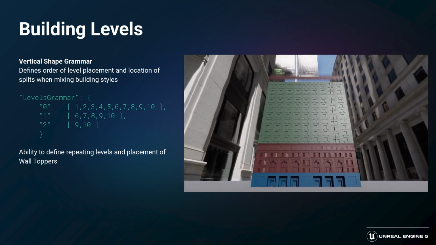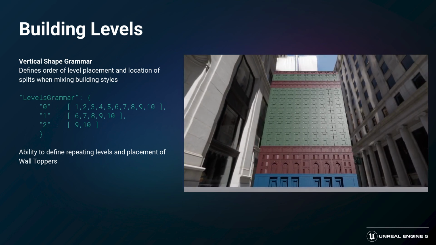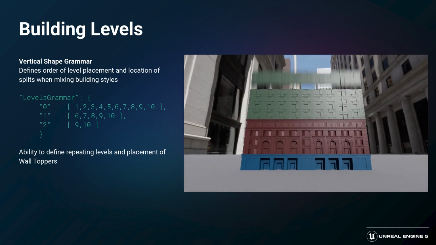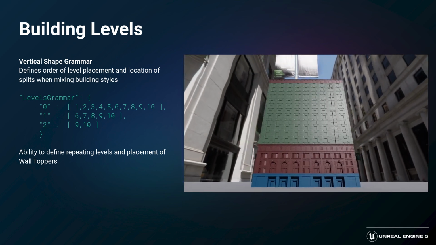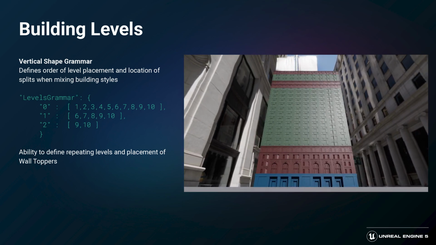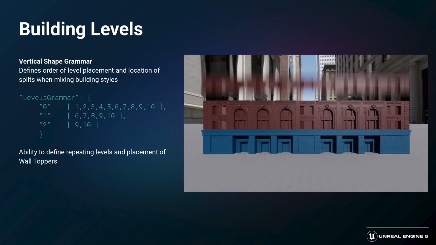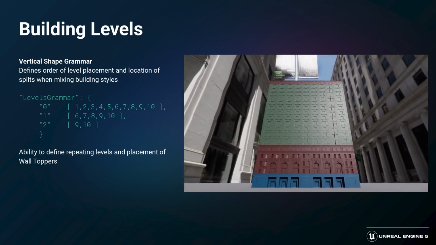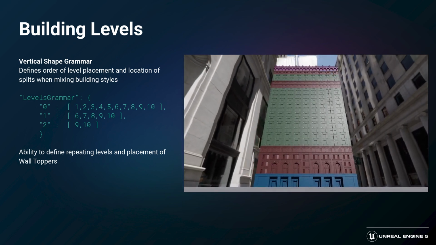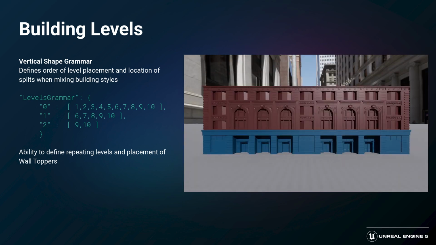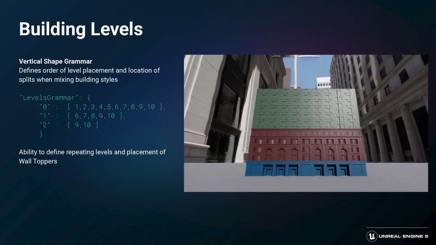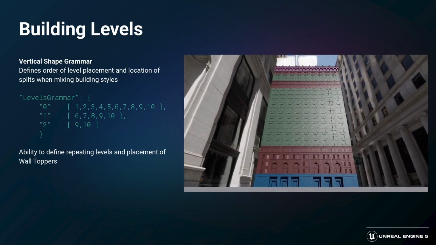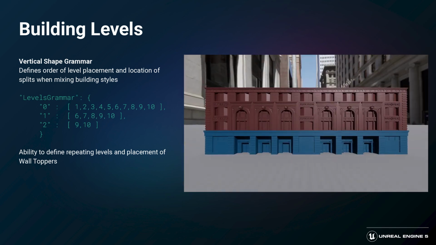Ground level, in blue, is the base of a building and is explicitly placed. Red segments are also explicitly placed and cannot be repeated. Green levels can be repeated. The last level in purple is a topper and placed to finish the vertical segment at the top of the building. The vertical shape grammar defines which levels can be repeated, which part of the building can be split into different styles, and how to finish a wall segment by placing a topper module. To find out more about shape grammar, check out our procedural tech talk.